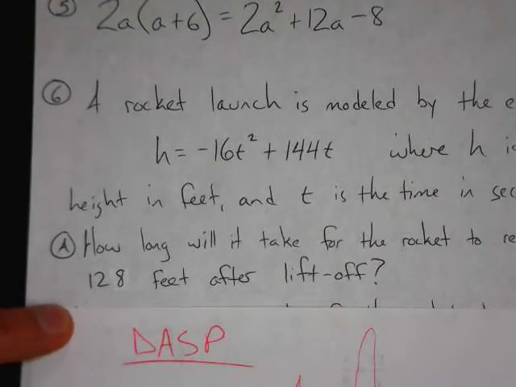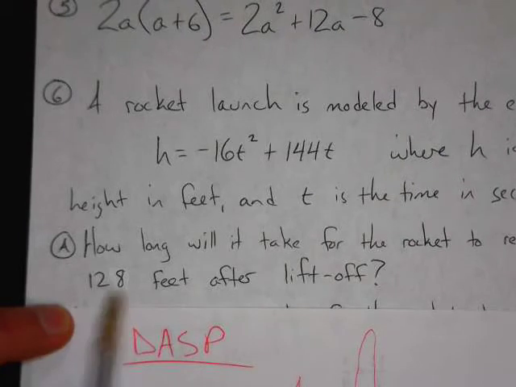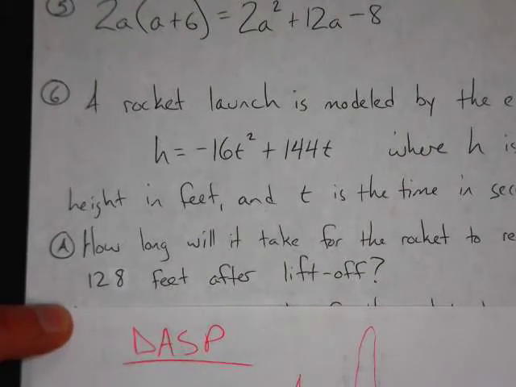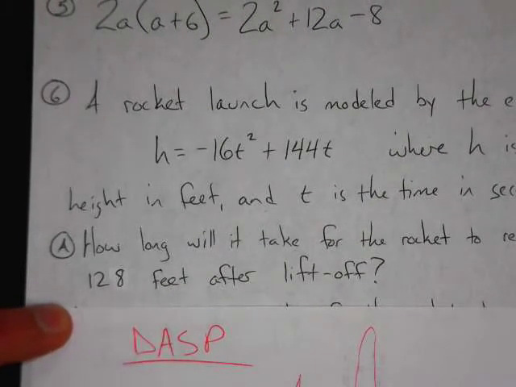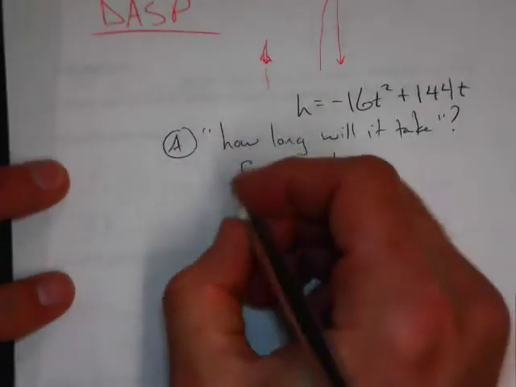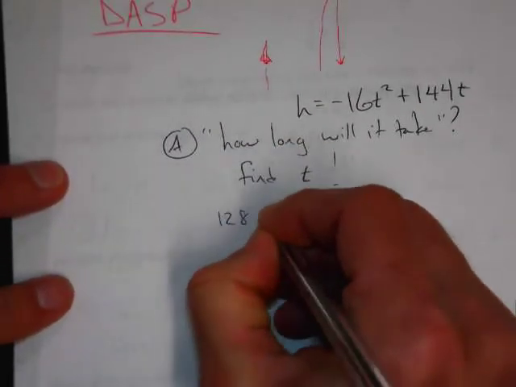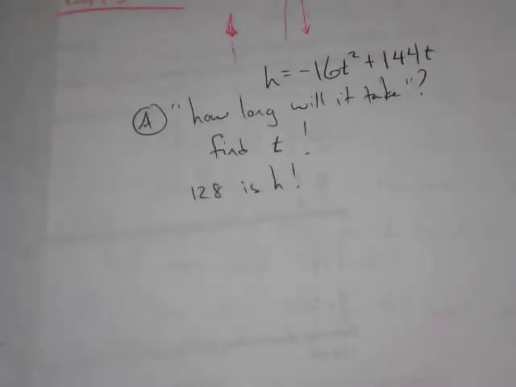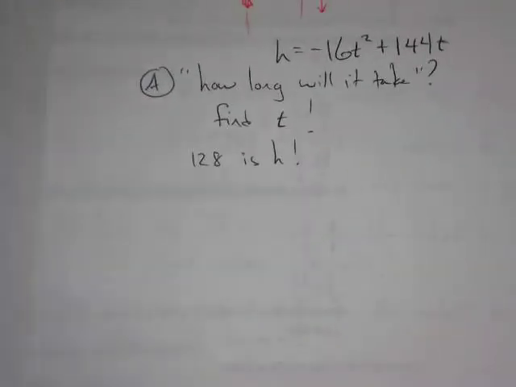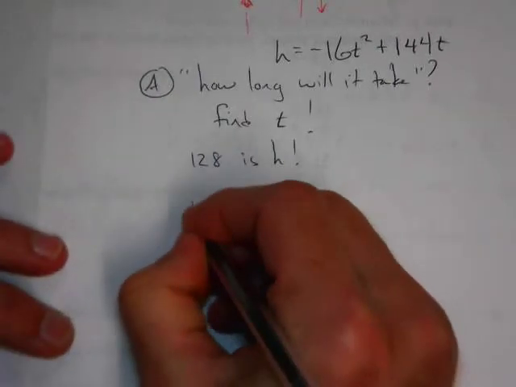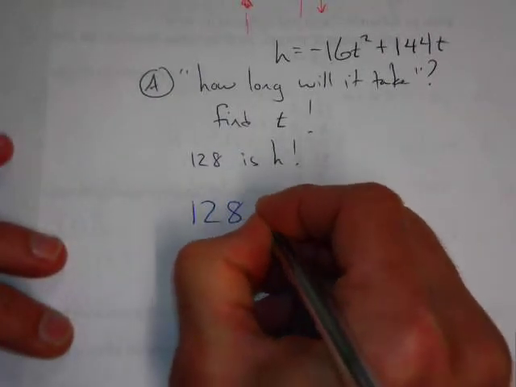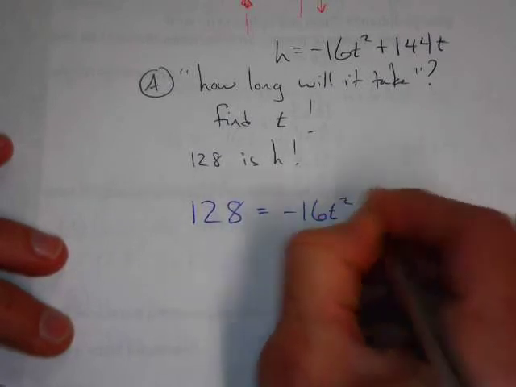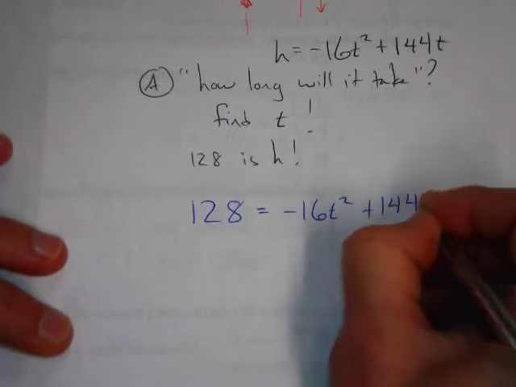All right, so now we know what the h is. This gives us h. So 128 feet is our h. That's what this does. It gives us our h. And now what we can do is substitute and solve, right? The hard part is done. Once you see that, the hard part is over. So it's telling us 128 is h. That's equal to negative 16t squared plus 144t.